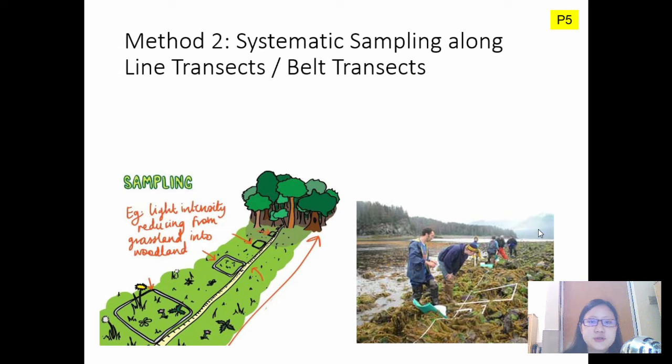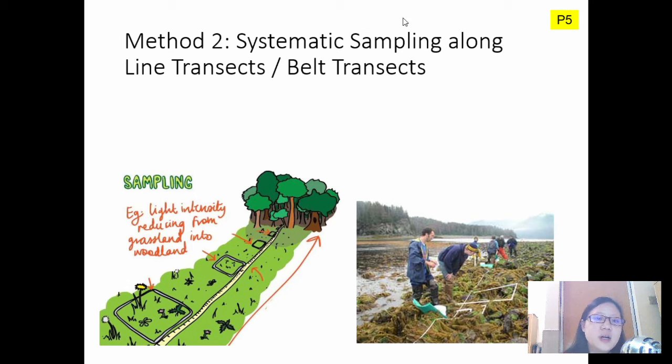Moving on to method 2, which is systematic sampling along line transects or belt transects. This again is two different methods but very similar. Systematic sampling is really not random. So just now you were using a random number generator, as you've seen in the video, to really avoid bias and have a representative sample.